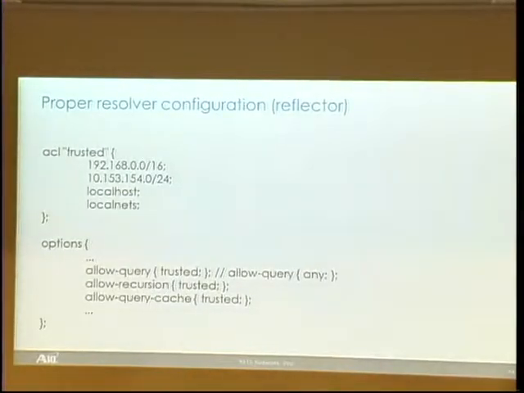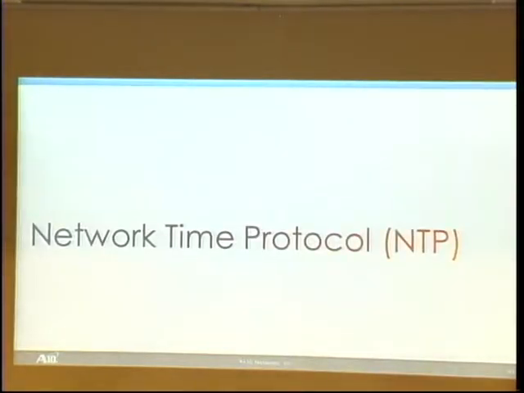Okay, and now from a security point of view, if you do not want to rate limit and you do not want to provide DNS service to the internet, you can just create an access list in BIND which will look kind of like this. And this will limit what IP addresses this BIND server responds to. So pretty simple stuff there.